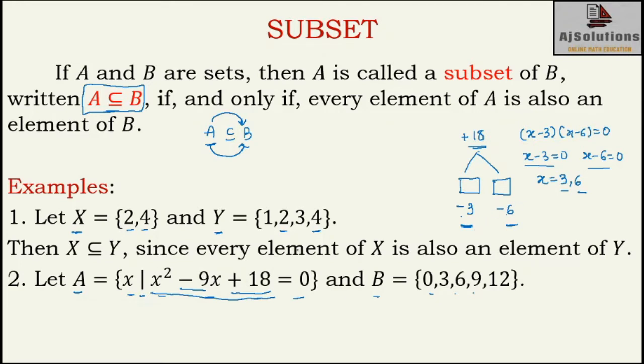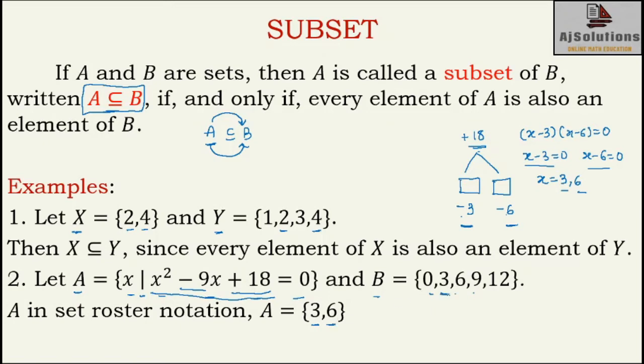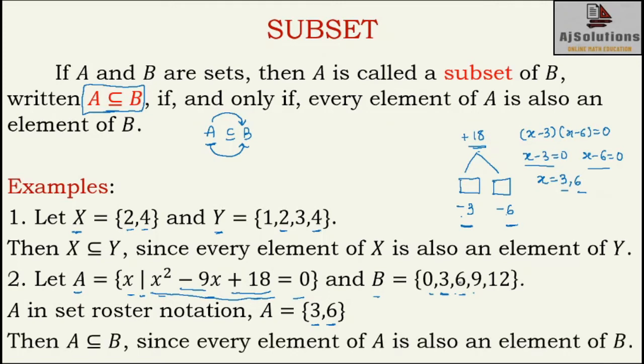So that is why our A becomes {3, 6}. We can write A in roster notation as {3, 6}. And now we can see the members of A are the members of B. So that is why we can say A is a subset of B. Okay, now let's go next.